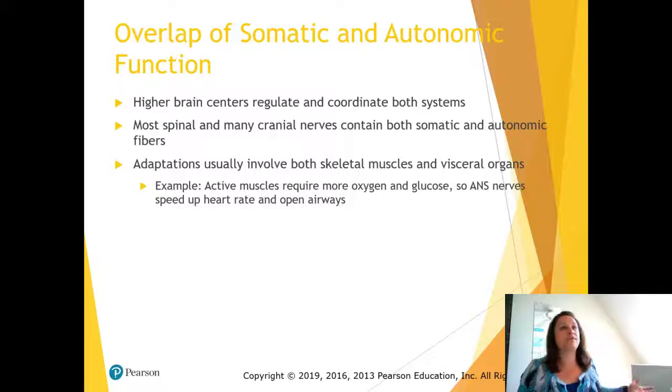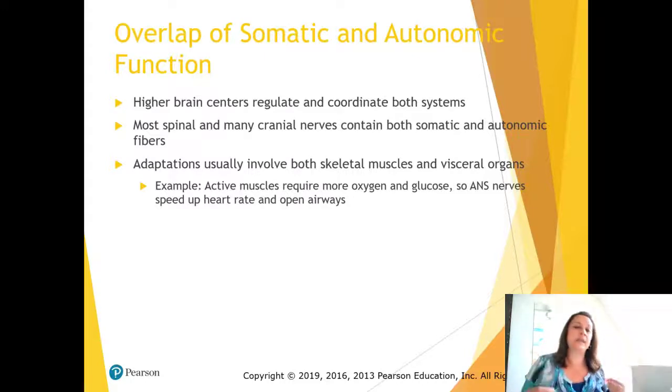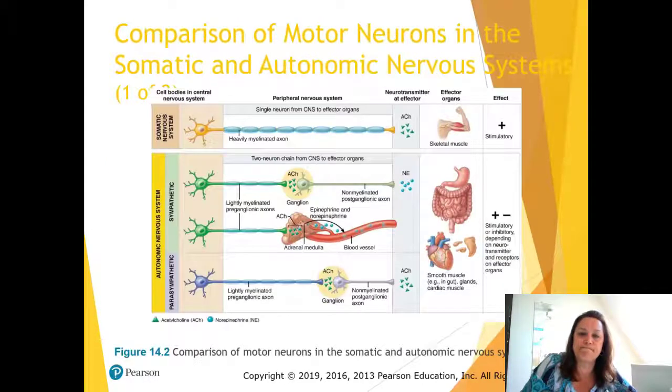For example, if somebody threw something or crashed a window, I would hear that, I would feel fear, and at the same time, I would get up, right? I would want to run around, which is somatic. I would also have an increase in respiratory rate and heart rate, which is autonomic. So they do work together, they coordinate, usually involving the skeletal muscles, like I just said, and the visceral organs.